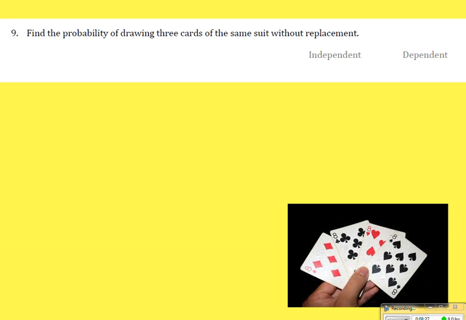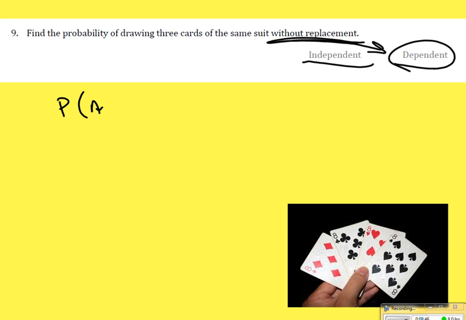So find the probability of drawing 3 cards of the same suit without replacement. So same suit without replacement, that tells me it's going to be dependent. Without replacement tells me dependent. 3 cards of the same suit. So for the first card, it doesn't matter which one I pick. The first one is just going to be any card because you haven't determined which suit it's going to be. So that's going to be 52 out of 52.